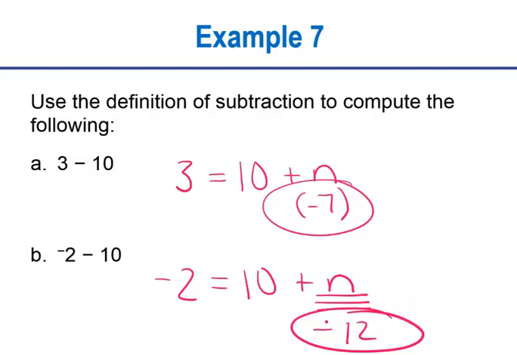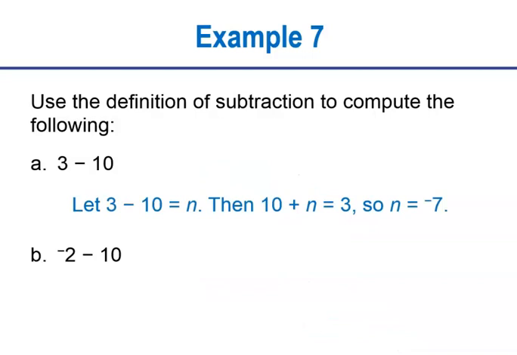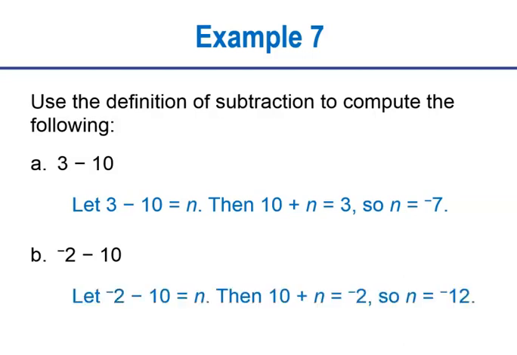I have the answer typed up. It says let 3 minus 10 equal n. That means 10 plus n is equal to 3. And so n is equal to negative 7. And then for the next one, let negative 2 minus 10 equal n. Remember from the definition, then we could say 10 plus n is equal to negative 2. Therefore, n must equal negative 12.